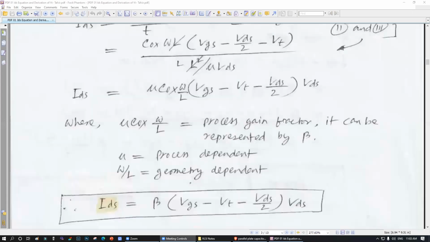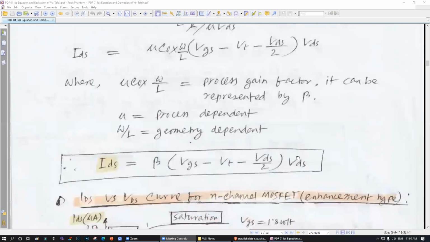So IDS is equal to beta times the bracket term. This is the process gain factor. This is called process gain factor or amplification gain, and it is represented by beta. Process dependent, W by L, geometry dependent. Okay, now this is your IDS. Oh, by the way, this is for linear region only. Why? This is for linear region. Why? Okay, let me explain.